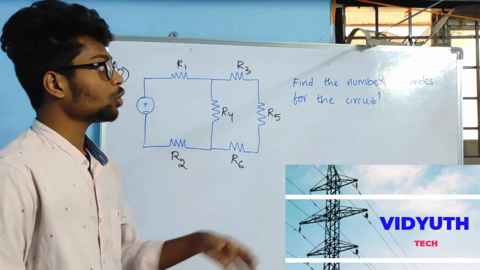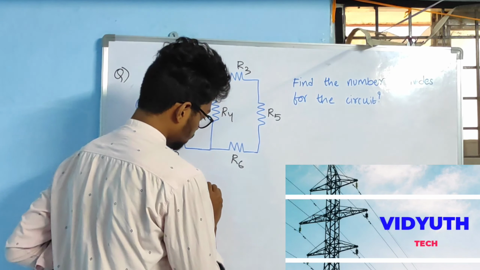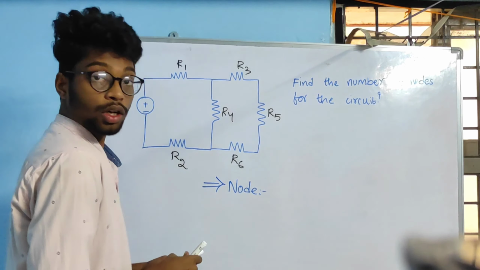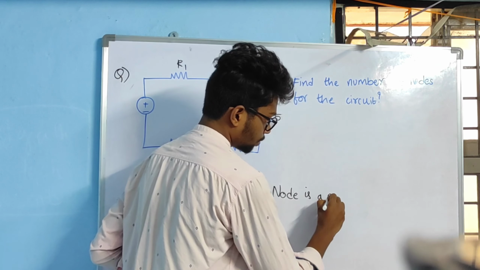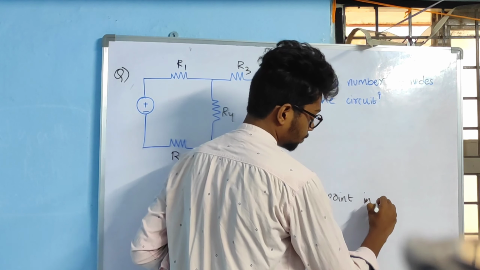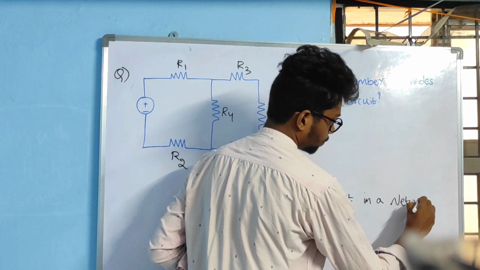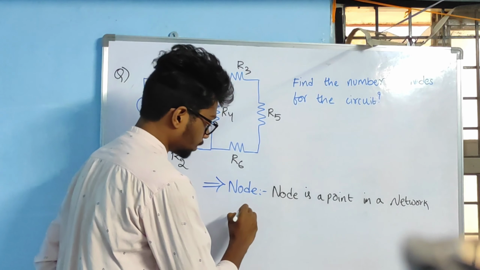Before finding the number of nodes, we have to know what a node is. So, I am writing down over here, friends, node. Node is a point in a network where two or more elements are connected.